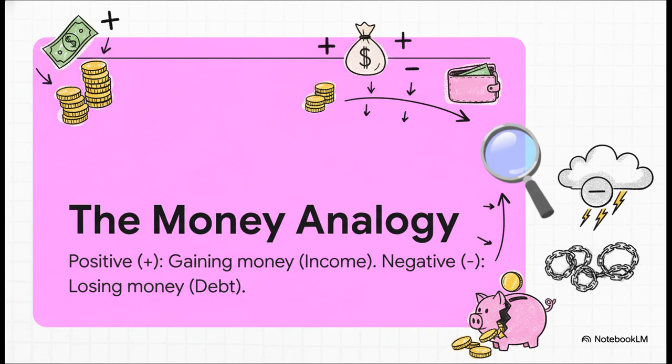Okay, so here's how it works. It's this simple. Positive numbers, that's money in your pocket. It's income. Negative numbers, that's money you owe someone. It's debt. So think about a problem like -5 plus 3. That just means you have a $5 debt, but then you get $3. So you're still in debt, but now it's only a $2 debt. The answer? -2. See? Simple.